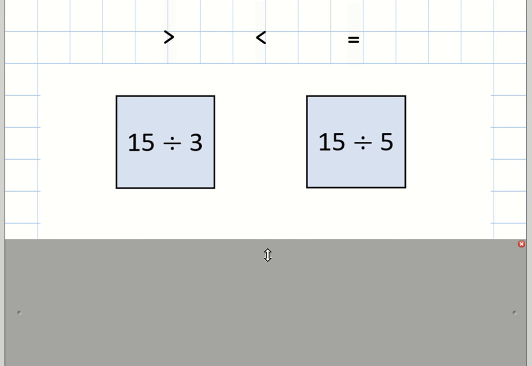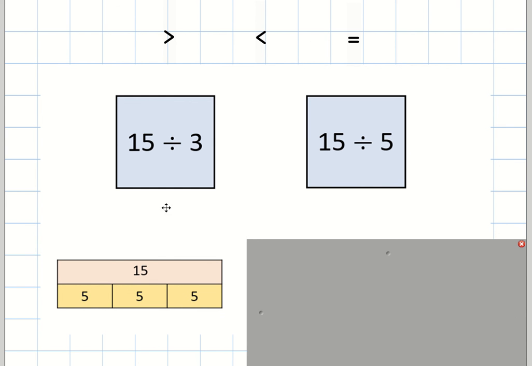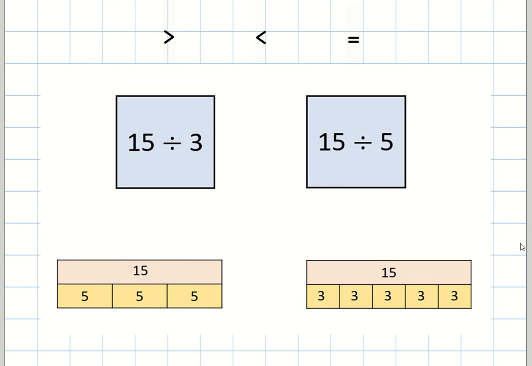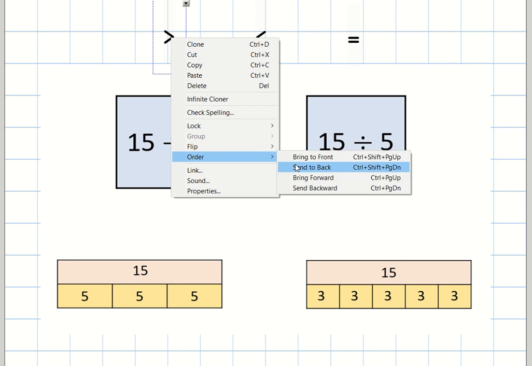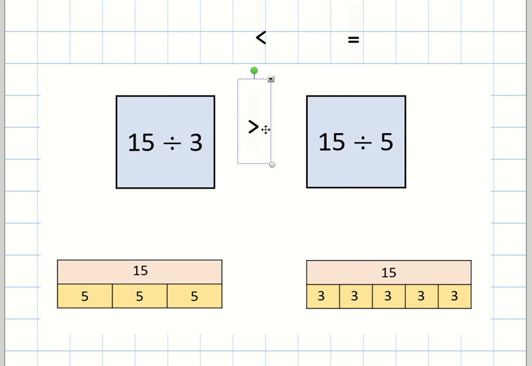Now, I can't show you physical resources this morning, but I've drawn bar models to help you. So what I've done here is I've shared 15 into 3 equal groups, and you'll notice it gives us 5 because 5 lots of 3 make 15. Whereas in this one, we've shared 15 into 5 equal groups, and that's 5 equal groups of 3, which means that 15 divided by 3 is greater than 15 divided by 5, because the answer of 15 divided by 3 is 5, and the answer of 15 divided by 5 is 3, and 5 is a larger number than 3.